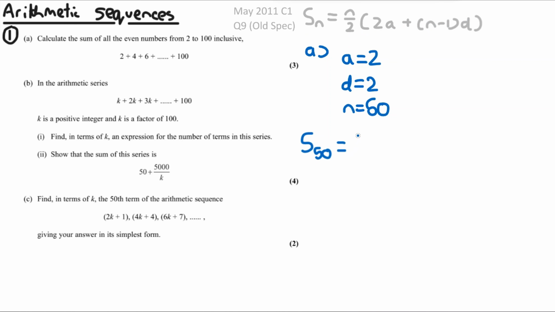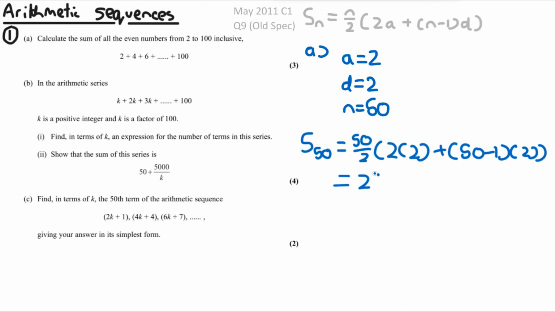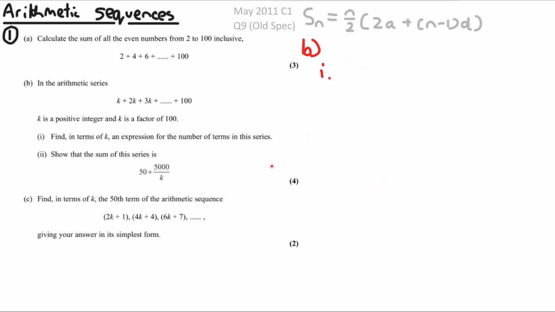S50 is equal to 50 over 2, and then 2 times 2 plus, and then it's going to be 50 minus 1 times d, which is 2, like this. And if you put this into a calculator, it's equal to 2550. So the sum of all the even numbers from 2 to 100 is equal to 2550, and that's the final answer. So for part B, part I, we need to find in terms of k an expression for the number of terms in the series.